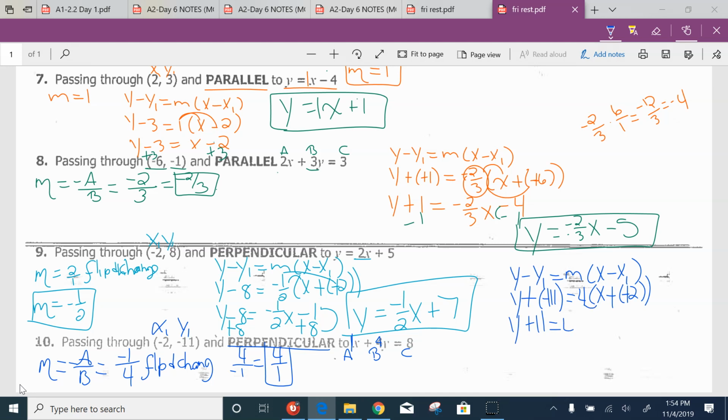Distribution, I have 4x. 4 times positive 2 would be positive 8. Now I subtract 11 from both sides. And I get y equals 4x. 8 minus 11 is a negative 3. So I get 4x minus 3. Those are the solutions to the quiz.